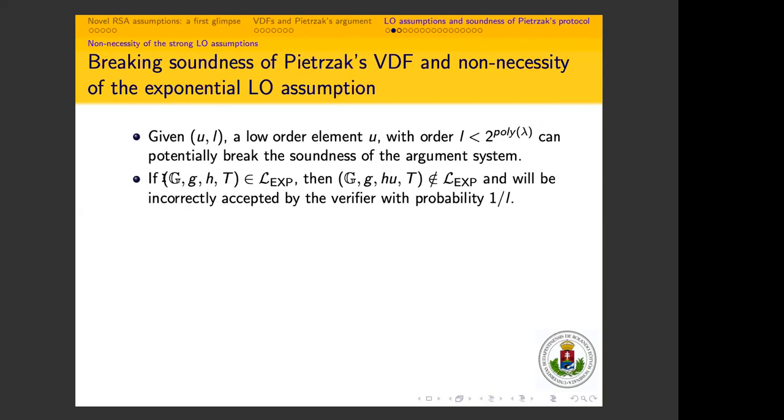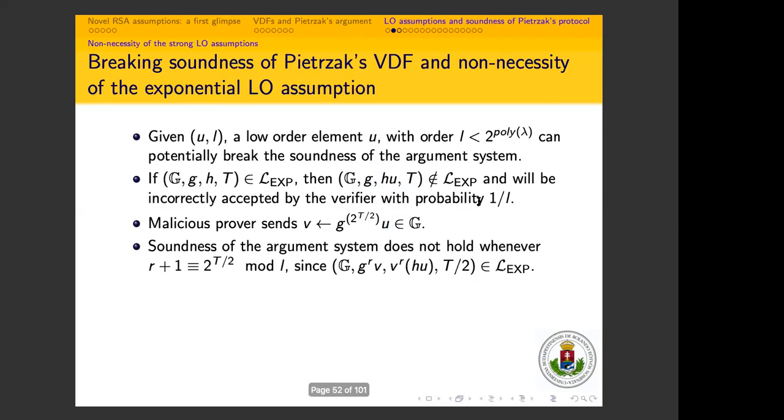So given a correct evaluation of the function, the malicious prover can create another incorrect tuple, but it will be incorrectly accepted by the verifier with probability 1 over L. Remember, L is the order of the low order element. Let me show you. It's just a quick computation. You can check it by hand, but this is a true statement. So the malicious prover sends V, which is a lie, because now we also multiply G to the 2 to the T half with an element U, this low order element.